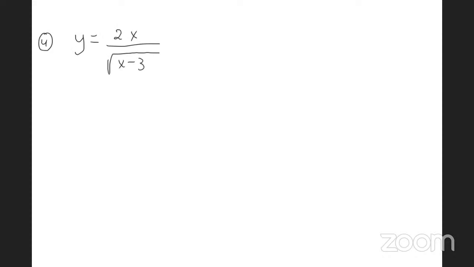Right, try this please. 2x over the square root of x minus 3. Take your time and simplify as far as possible, right, Kayla? As far as possible. 2x over the square root of x minus 3. Now give me back the answer in a root. I mean, not a power. I want it back in square root form, right?